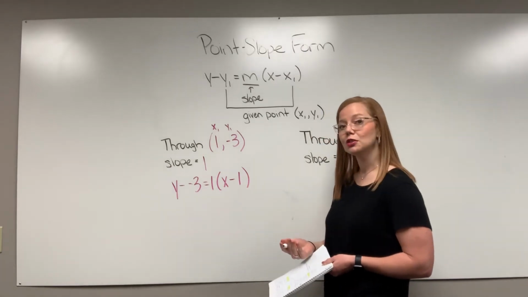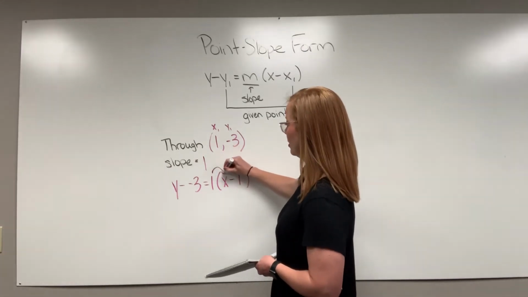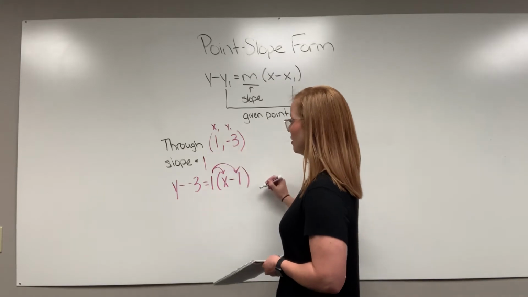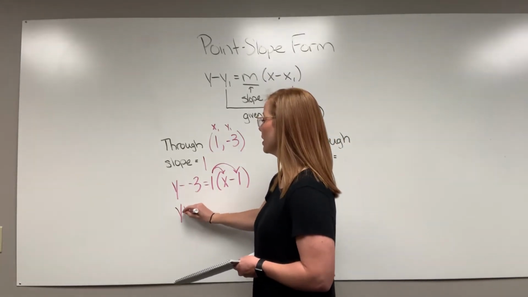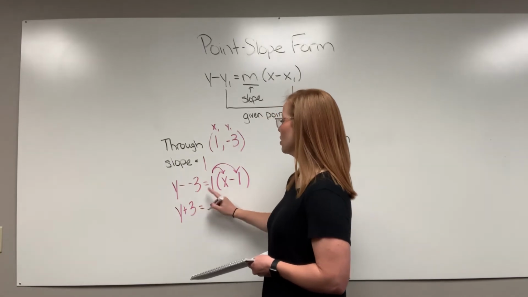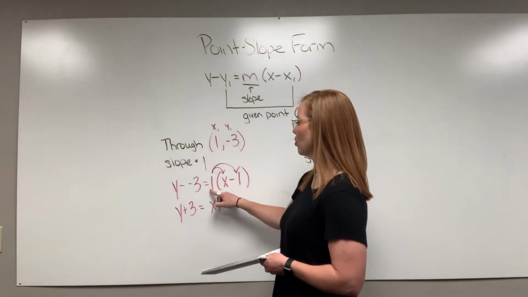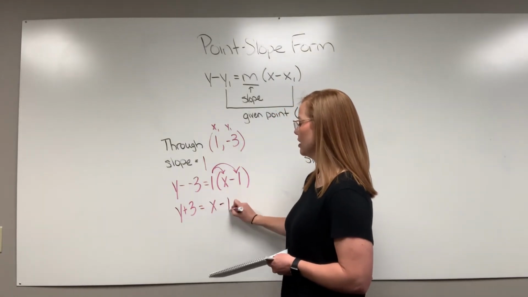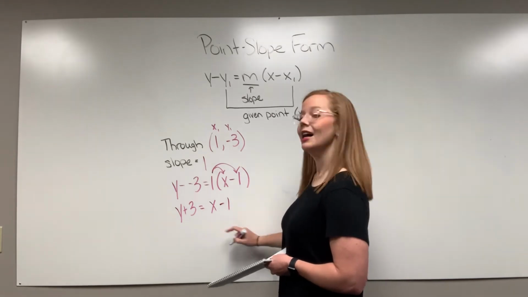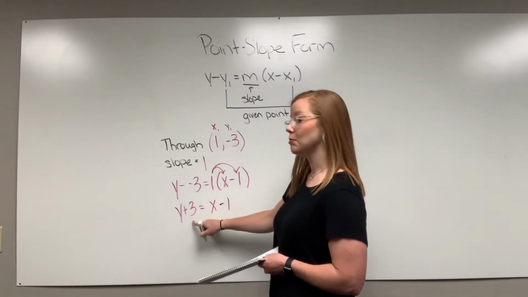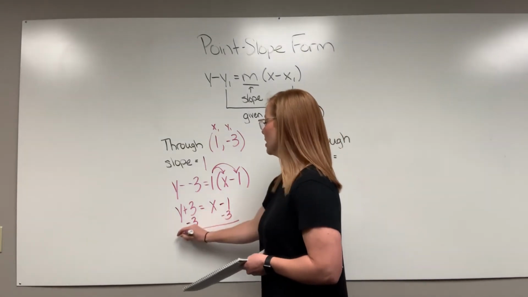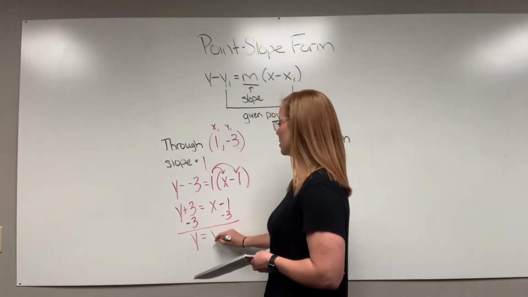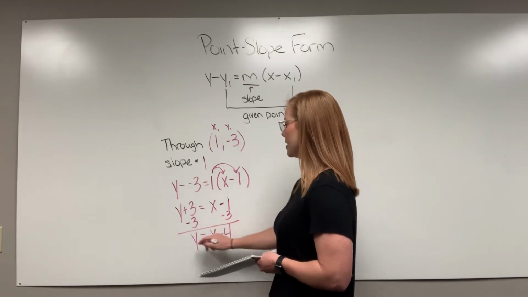My next step is to use the distributive property. So I can fix my double negative now. So I get y plus 3 equals 1 times x is x, 1 times -1 is -1. Isolate my y using opposite operations. Subtract 3 from both sides, and we get y equals x minus 4.